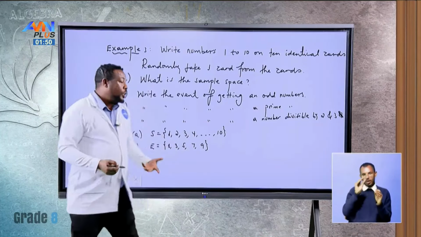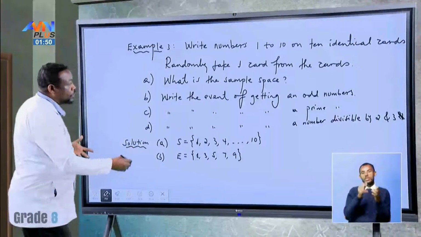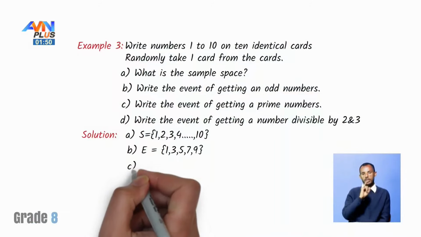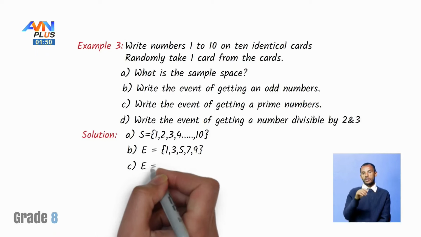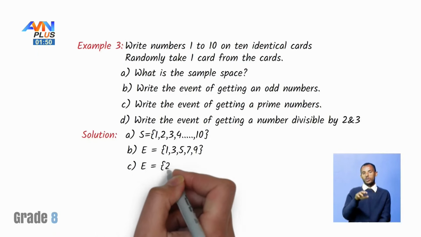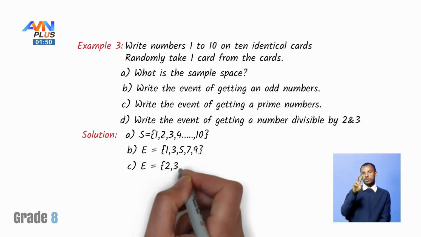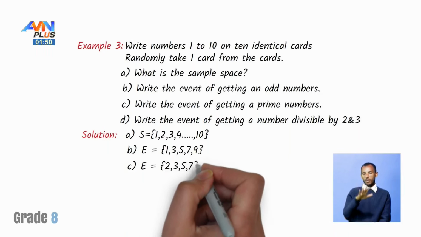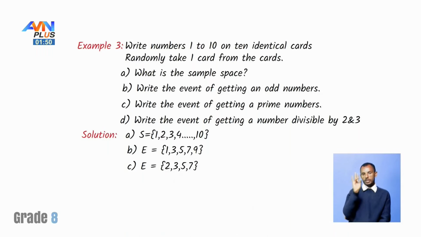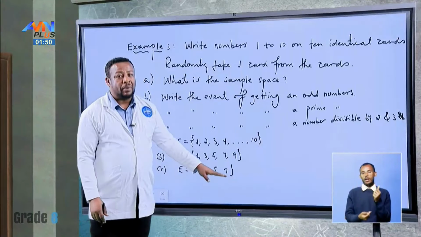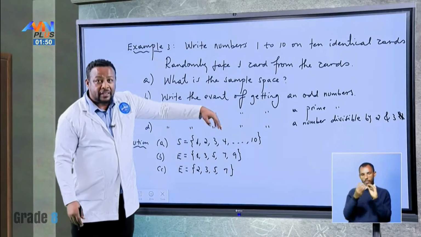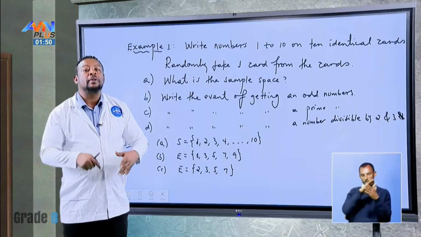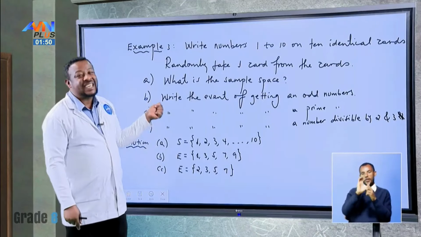So based on this, the event of getting a prime number in this experiment is a set E containing 2, 3, 5, 7. 4 is not a prime number. We have only these numbers in this set. There is no other prime number. So you need to list out all the prime numbers as an event for case C.